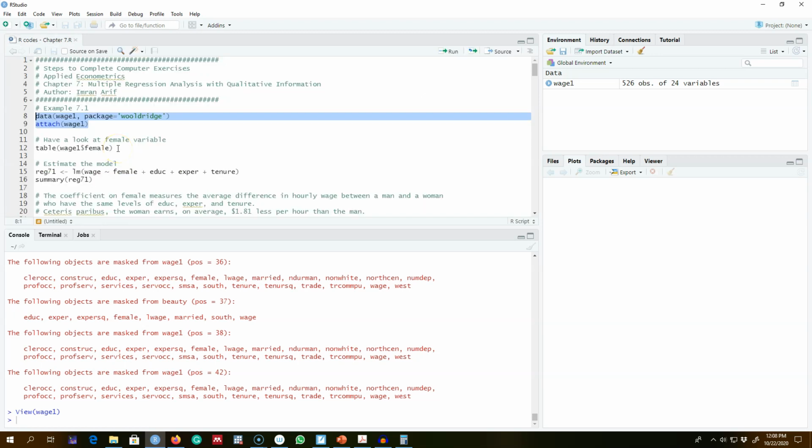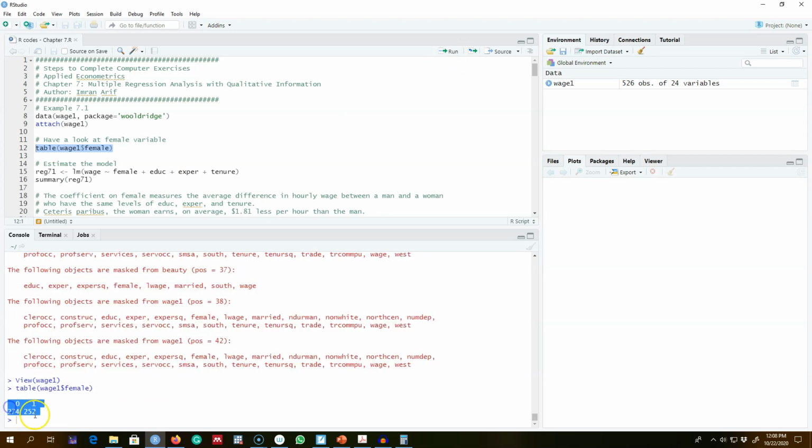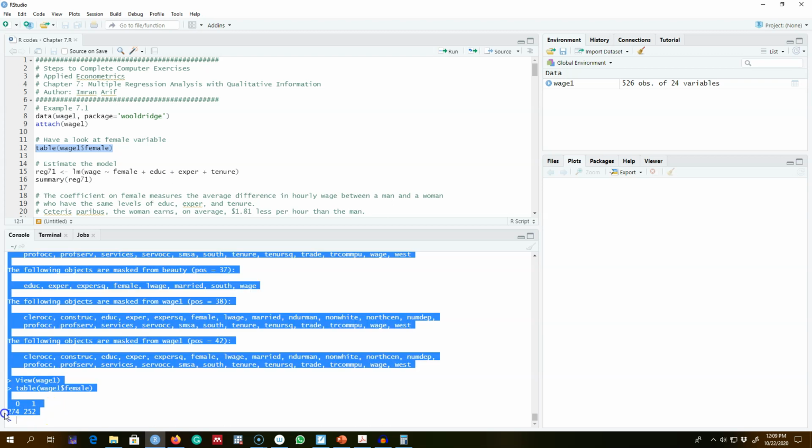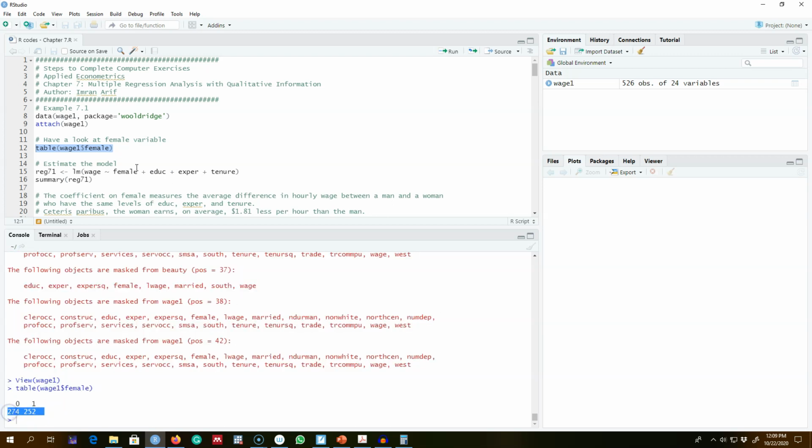In this first example, we want to estimate the gender wage gap. So we can have a look at the table of this female dummy variable, and we see that in the sample about 274 people are male and 252 people are female. So our data is well split between these two categories. Here I'm going to regress wages in level on this female dummy variable, and then I'm going to include education, experience, and tenure as control variables in the model.